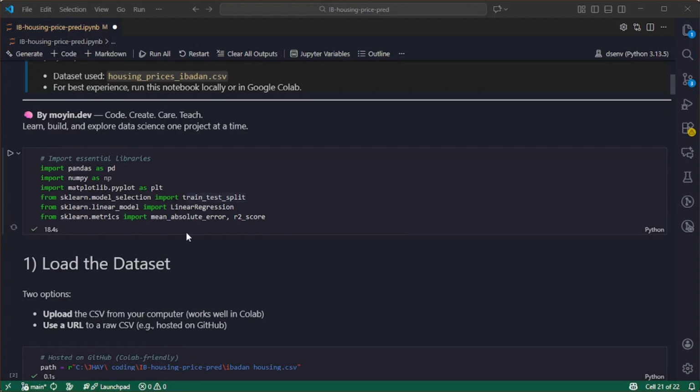The structure is the same. Some things change, but the structure is the same. The skeleton, the foundation is the same. So the first thing we're going to do is to import essential libraries: Pandas, NumPy, Matplotlib. sklearn is basically our library for our models.